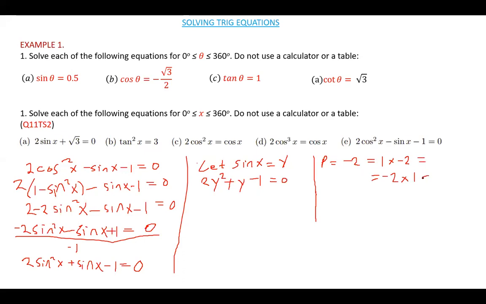So let us try to add these numbers. 1 plus -2, you get -1. Oh sorry, let me do this. This is supposed to be like that. So it's going to be like this. So 2 times -1, you also get -2. Yeah. So let us try to add 2 plus -1, you get positive 1.